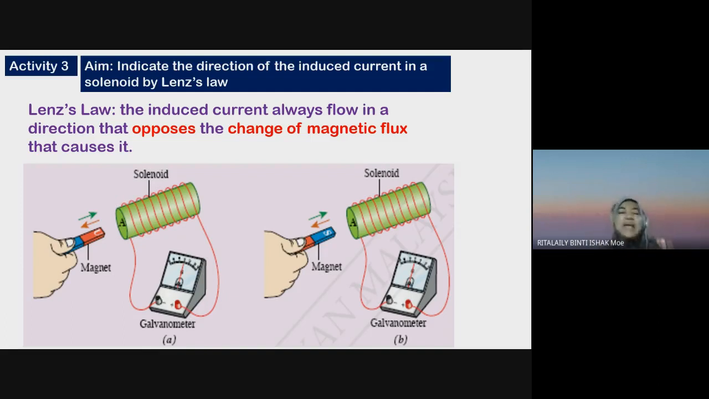For example, we have a magnet, and this is the north pole of the magnet being pushed into the solenoid. When the magnet is pushed into the solenoid, there is cutting of the magnetic flux. When there is cutting of the magnetic flux, we get induced current. Previously we learned that when current flows through a solenoid, the solenoid becomes a magnet, and a magnet has polarity. Lenz's law says that the direction of the current must oppose the change of the magnetic flux.